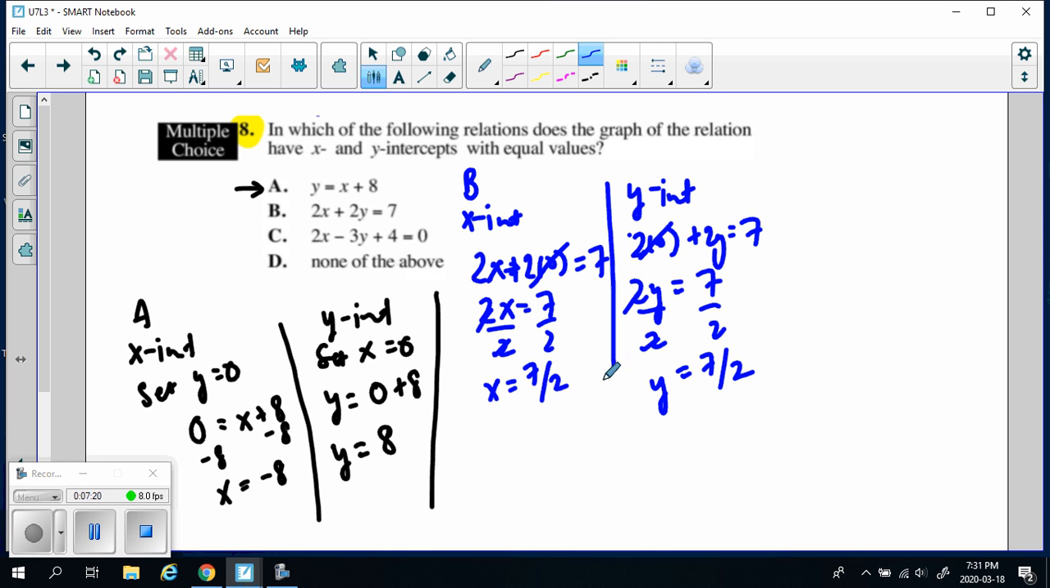So in this case, actually, the x-intercept is 7 halves, and the y-intercept is 7 halves. So they actually have the same value. So I would say that the answer is B. If this was a test, I would also check option C just to make sure that I didn't make a mistake somewhere, but this is the correct answer. It has to be B.